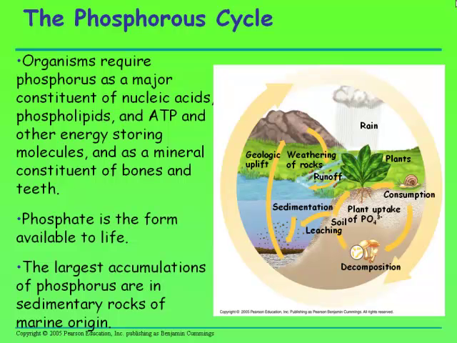Because there are no significant phosphorus-containing gases, only relatively small amounts of phosphorus move through the atmosphere, usually in the forms of dust and sea spray. Again, the widths of the arrows reflect the relative contribution of each process. So it's mainly on land: weathering, plants, consumption, decomposition, leaching into the water, and geological uplift.